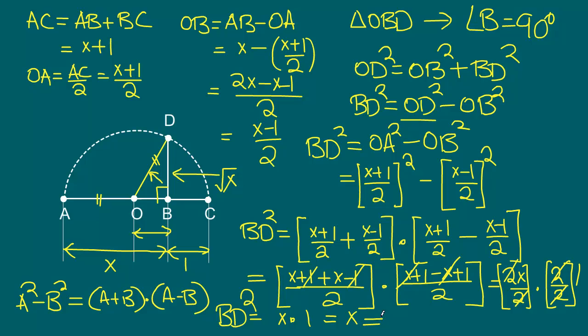So from here we can say that BD, the length BD, is square root of x. We can take square rooting both sides. If BD square is x, then we can say BD is square root x. So this is how we have proved that if we do these 4 steps, then the length that we get, BD, will always represent square root of x.